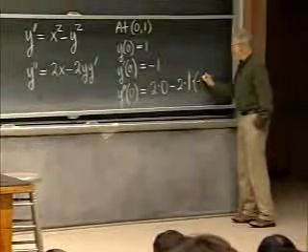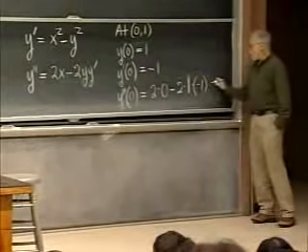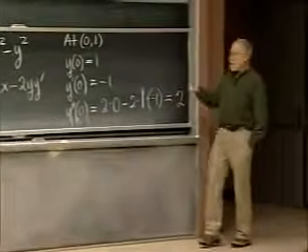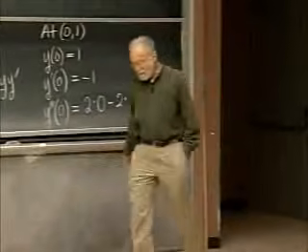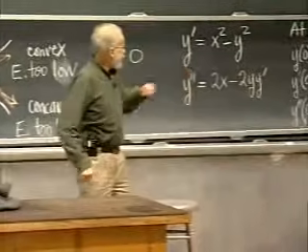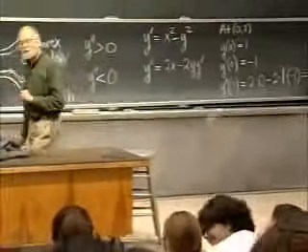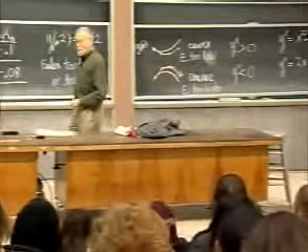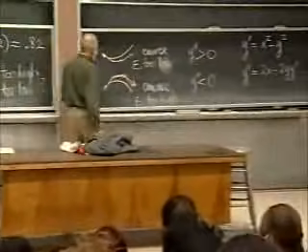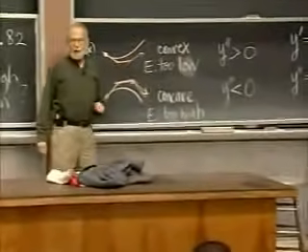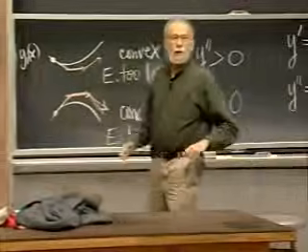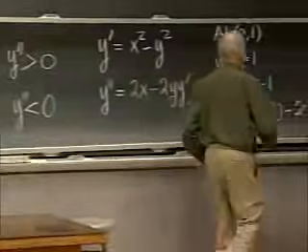So what's the answer? 0 here, 2. I've calculated without having the foggiest idea of what the solution is or how it looks. I've calculated that its second derivative at the starting point is 2. Therefore, my solution is convex at the starting point, and therefore this Euler approximation, if I don't carry it out too far, will be too low. So it's convex, Euler, too low.